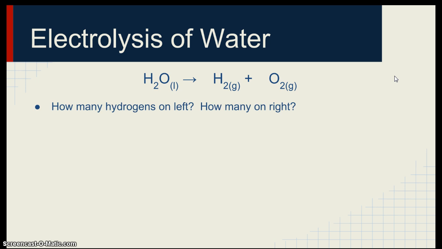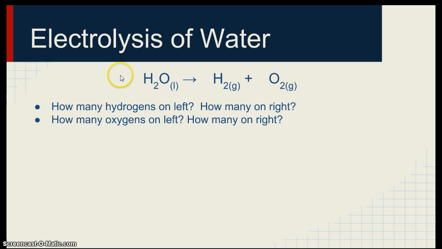Count up the hydrogens on the left and count up the hydrogens on the right. On the left, we have 2 hydrogens. On the right, we also have 2 hydrogens. Okay, so are those balanced? Yes, hydrogens are good. Let's take a look at oxygens. How many on the left? 1. How many on the right? 2. So that's not balanced. How are we going to have to fix this?